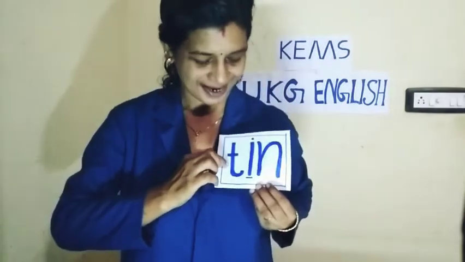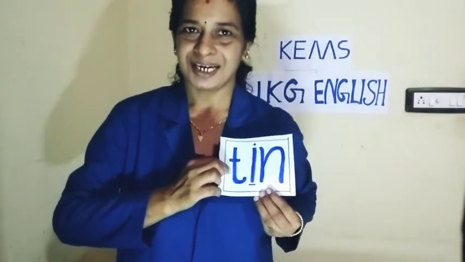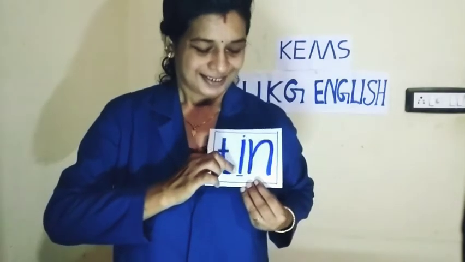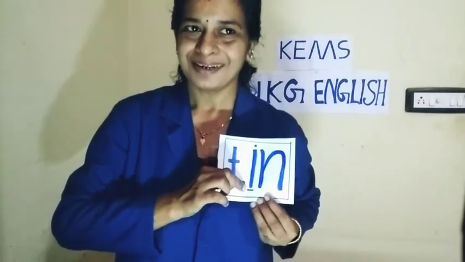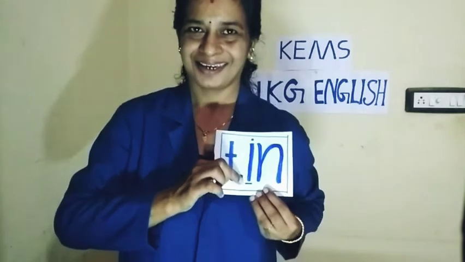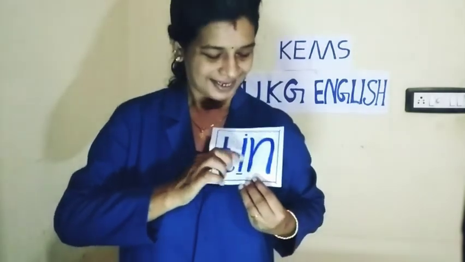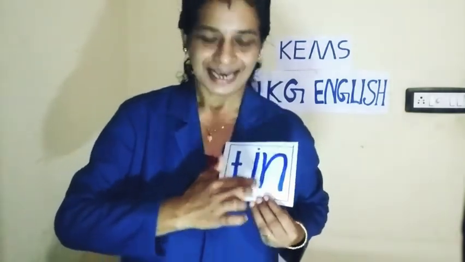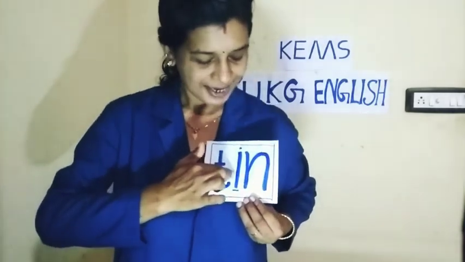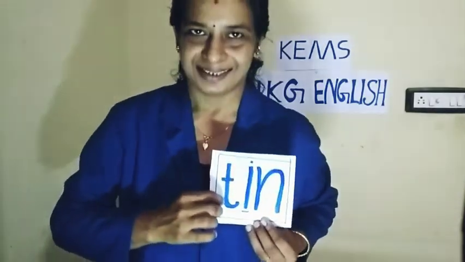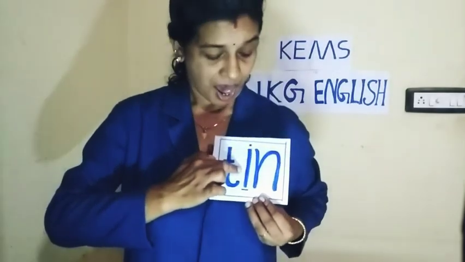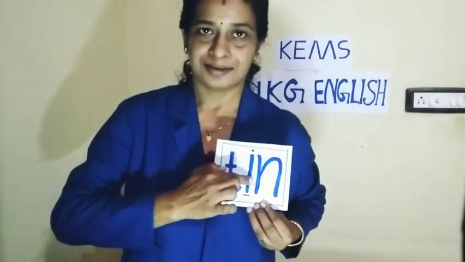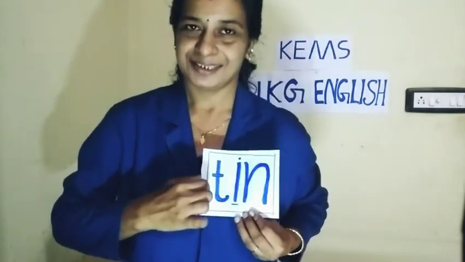Okay, try to read. First letter T. Vowel sound, middle sound, letter I. Then N. T, I, N. Once again, T, I, N. Okay.